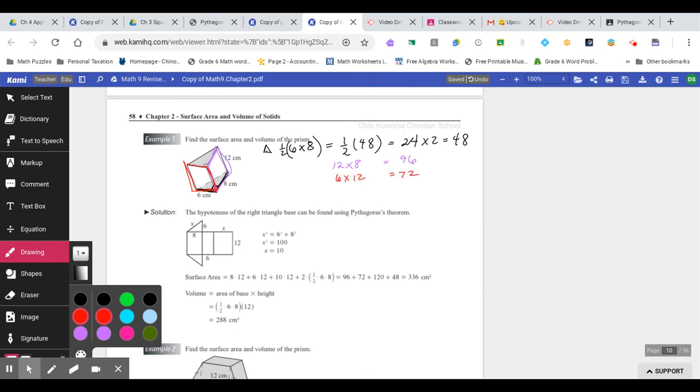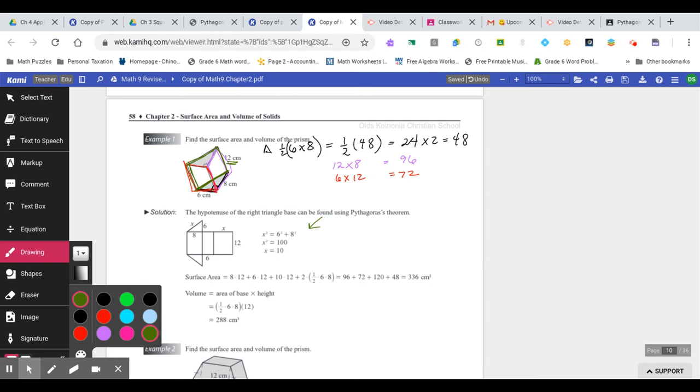I have one piece left, and that is that back piece. And what are the dimensions of that? Well, I know the one side is 12 right here, but what is this length back here? Oh, I don't know. Let's do the Pythagorean theorem to find out. So that is exactly what they're doing right here. They are finding the length of that back side by doing a squared plus b squared equals c squared.